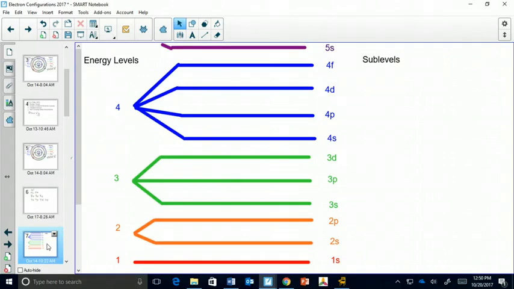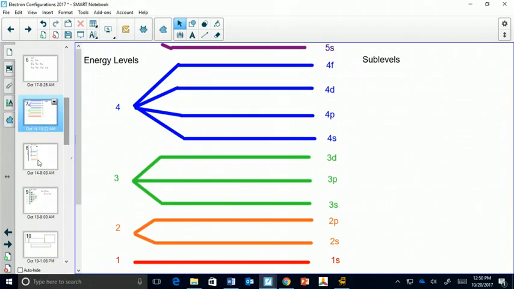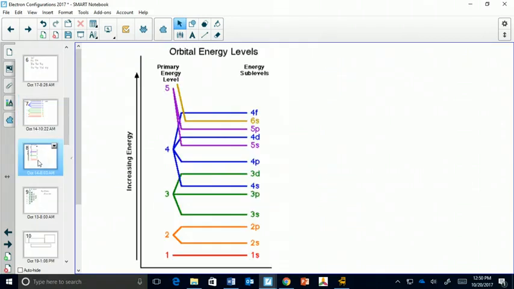Sorry, we're back here. So in actuality, they don't actually work that way. What's the crazy thing is, it looks more like this. If you took your fingers, instead of them being like this, they're actually interspersed together. The order goes something like this. You ready to memorize this? 1s, 2s, 2p, 3s, 3p, 4s, 3d, 4p, 5s, 4d, 5p, 6s, 4f. How in the world are you supposed to remember this?